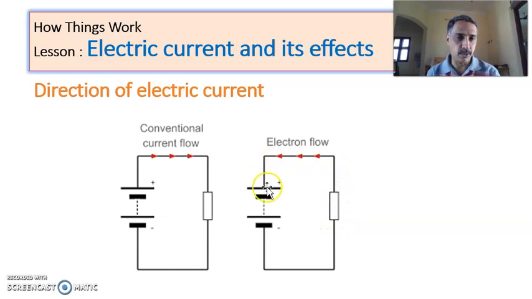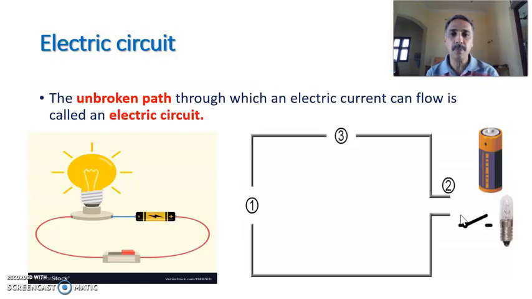So this is the direction in which electrons flow. But the convention is that the conventional current flow direction is opposite to the direction of the electron flow. So here the electron flows in this direction. Therefore, the current direction is in this direction, opposite to the direction of the flow of electrons. This is the convention followed by Benjamin Franklin, and till date we follow this convention.